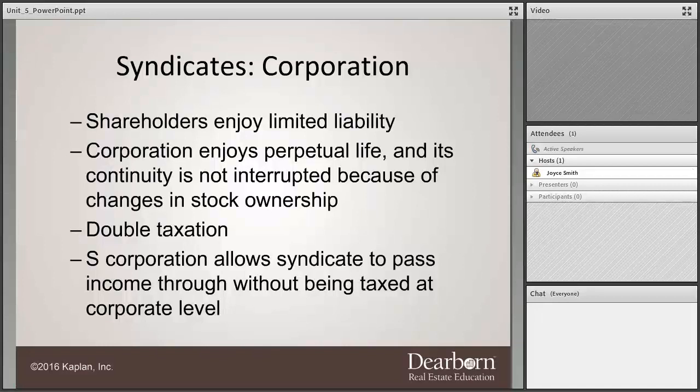There is double taxation in corporation. You're paying taxes based on the corporate earnings and then on the shareholder earnings. An S-corp allows syndicates to pass income through without being taxed at the corporate level. So the S-corp doesn't pay taxes at the corporate level. The shareholders get taxed at their level. So again, there's a lot of tax law involved in how you organize your ownership, corporation, partnership, and this is something that when you become an investor, you want to deal with an attorney and a tax accountant to seek the best way to form your ownership interests.